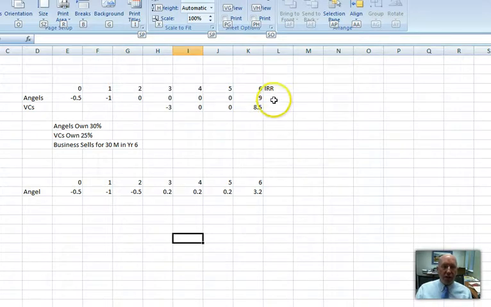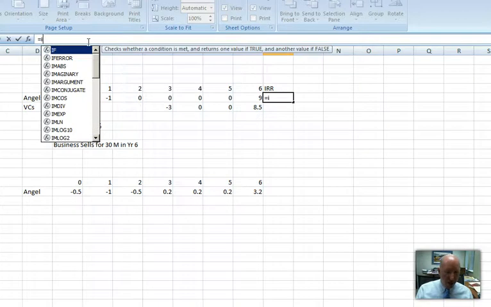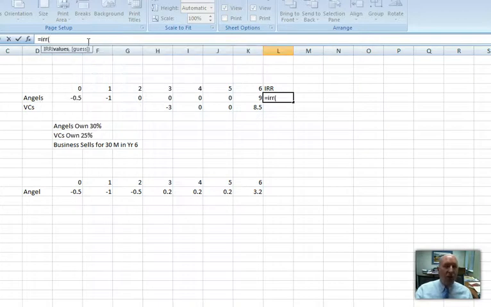Now let's compute the internal rate of return. So remember, we type equals IRR, open the parentheses, and then I just take my cursor, click and hold on the left mouse button and highlight all of the cash flows and hit enter. And you can see the angels made that mythical 40% annual return.